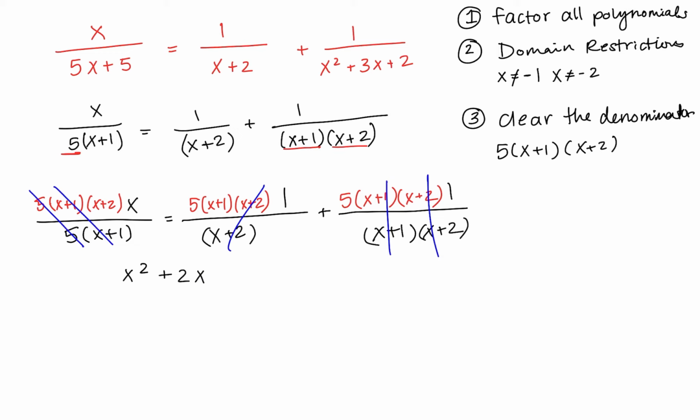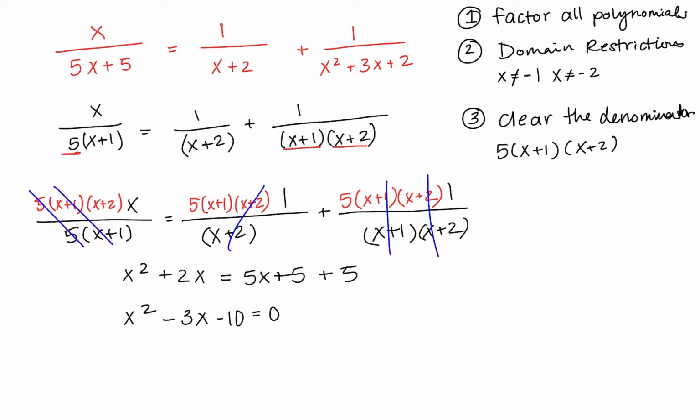On this side, I'm left with 5 times x plus 1, so I'm going to go ahead and distribute that as well. And over here, I'm just left with 5. That's super nice. This is going to be a quadratic because I have this x squared here, so I'm going to move everything over to one side. x squared, I'm going to subtract 5x from both sides, and I'll get -3x. And then I'm going to subtract 5 from that side, and I will get -10 equals 0.